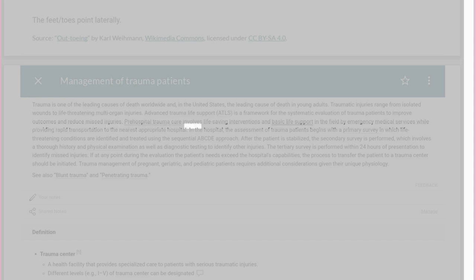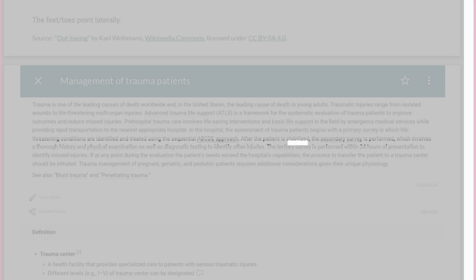Pre-hospital trauma care involves life-saving interventions and basic life support in the field by emergency medical services while providing rapid transportation to the nearest appropriate hospital. In the hospital, the assessment of trauma patients begins with a primary survey in which life-threatening conditions are identified and treated using the sequential ABCDE approach.